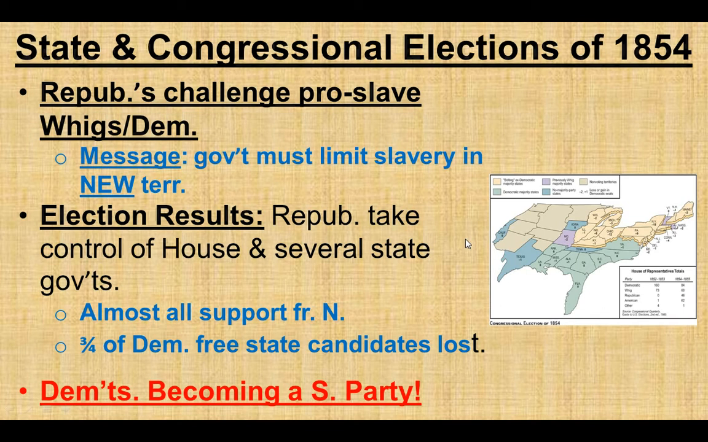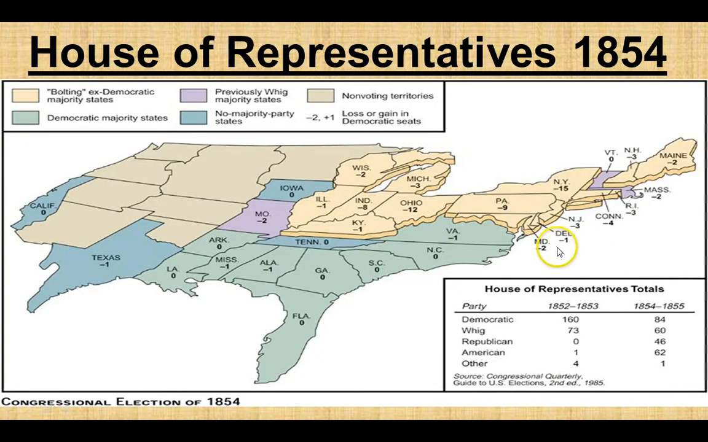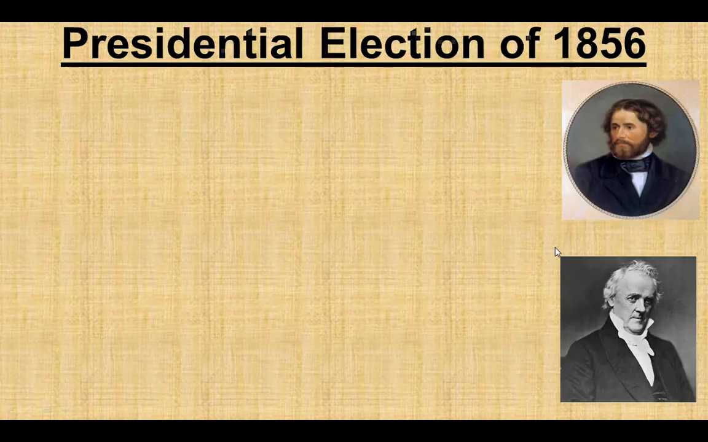They take a lot of seats in the House and several state governments. Of course, most of this is all in the North. Three-quarters of the Democrats in the free states lost their positions, replaced by Republicans. And so the Democrats are becoming a party of the South largely. Not gone from the North, but largely a party of the South. And here again is that chart a little closer.